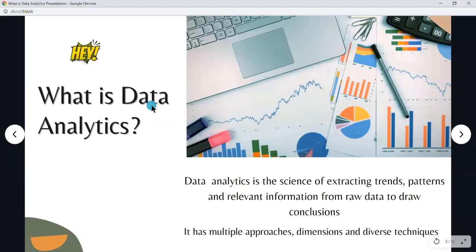What is data analytics? Here we are talking about data analytics as the science of extracting trends, patterns, and relevant information from raw data to draw conclusions. As much as we have gathered here on the webinar, I'm sure indirectly Zoom is taking some information from us in terms of our addresses, our locations, and other aspects. And as we go on, I'll go into more detail on that.